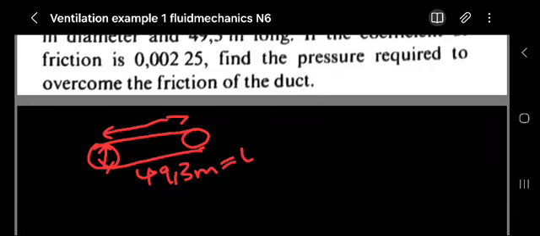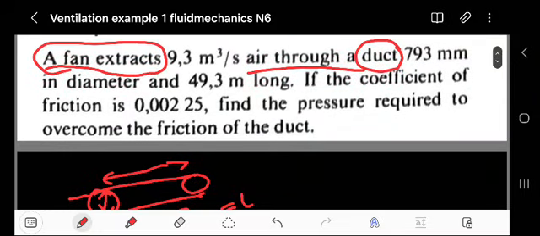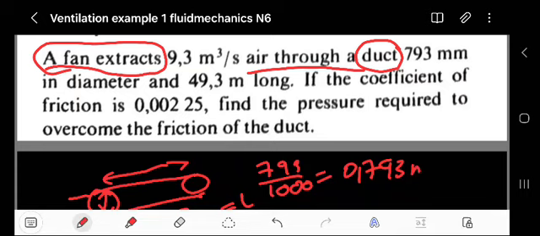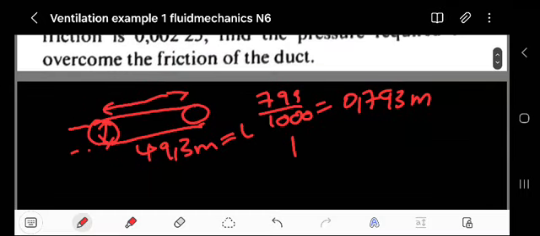What about this diameter here? It will be 79.3 divided by 1000. This will be 0.793 meter. It's the diameter of the duct. Must be very careful of the duct.